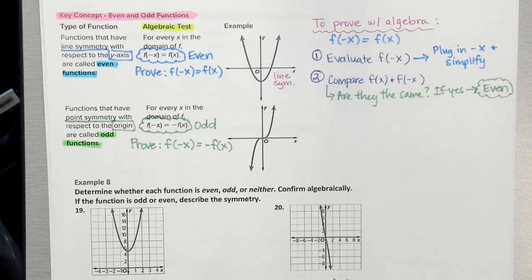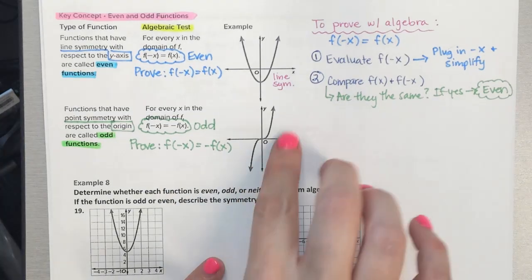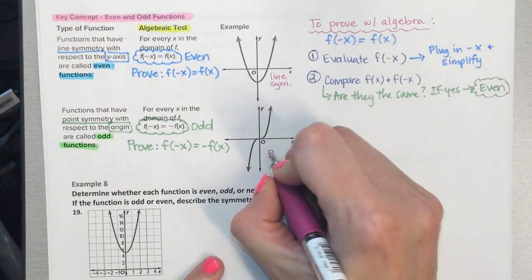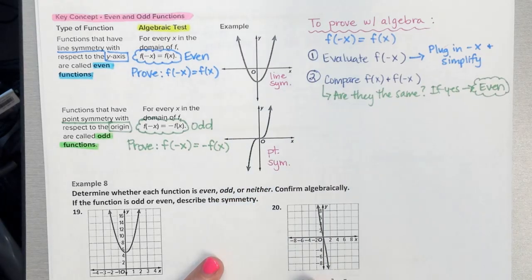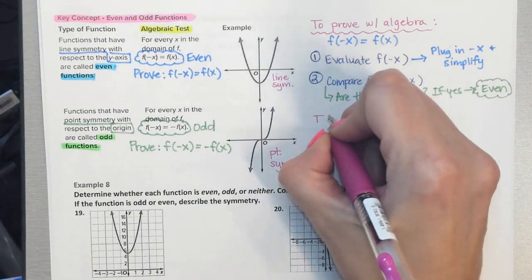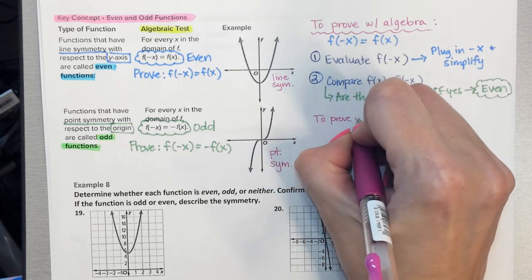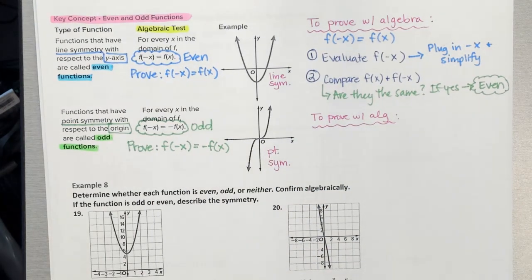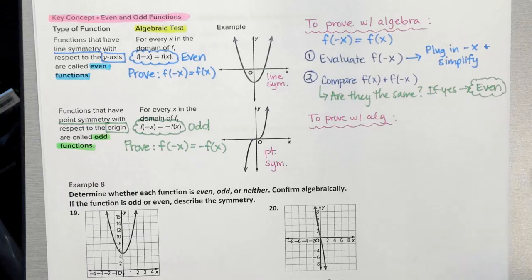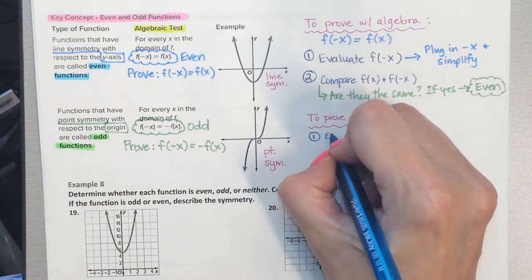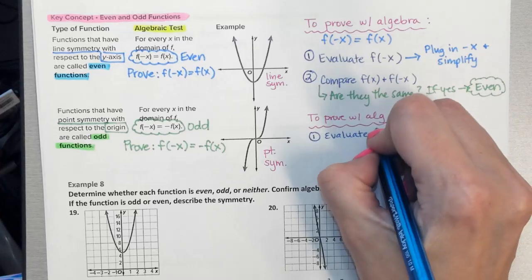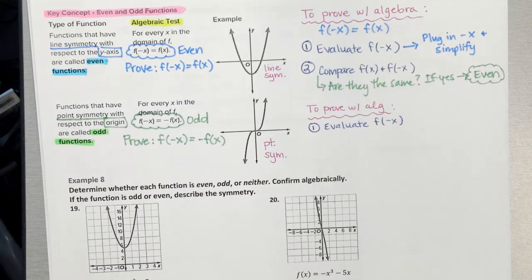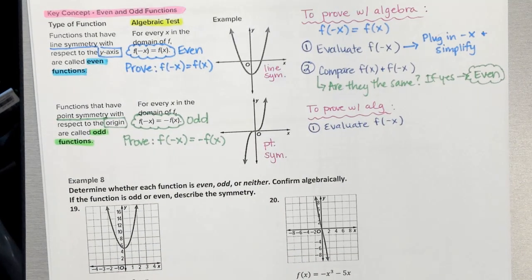Okay, now the process to see if it's odd is a little bit different. You're going to start the same way where you're looking at the graph and you're saying, all right, is this line symmetry or point symmetry? If you look at the graph and it's point symmetry, then this is how you're going to prove with algebra. Okay, so to prove with algebra, with your odd values, your first step is the same. You are going to evaluate f of negative x. So we're not going to write this part, and again, it's the same thing. Evaluate f of negative x, so we're plugging in negative x and we're simplifying.